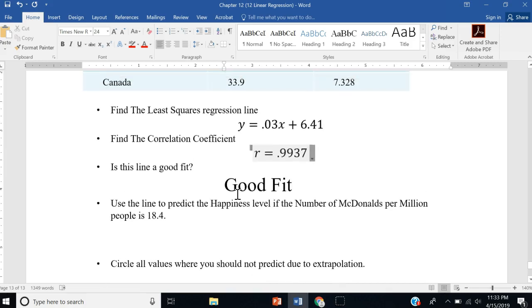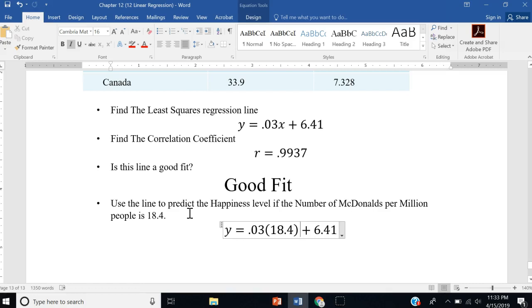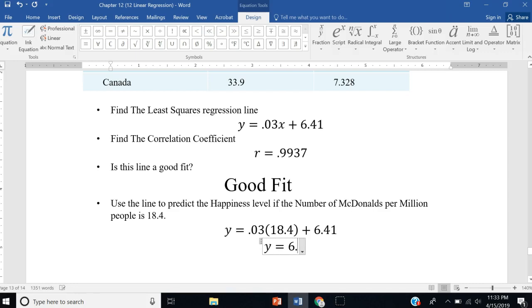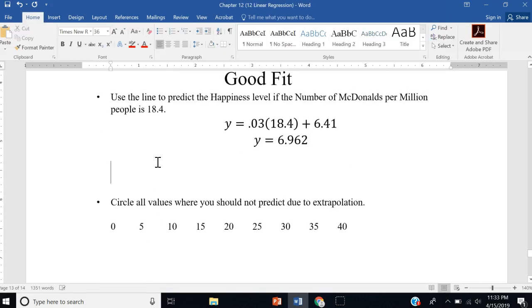All right. Now, if we wanted to predict the happiness level here, we're doing the exact same thing as we always do. We just substitute the letter X with 18.4. So 0.03 times 18.4 plus 6.41 gives me 6.962. All right, so Y equals 6.962.